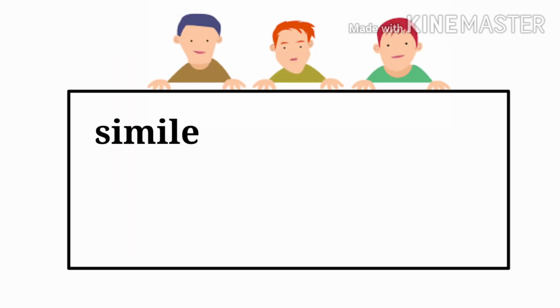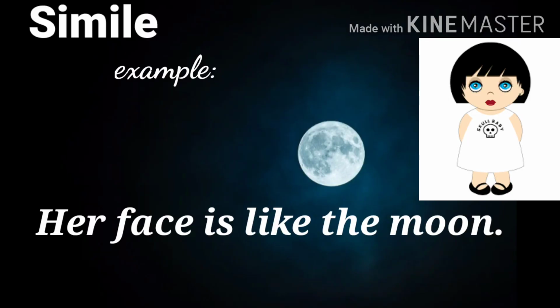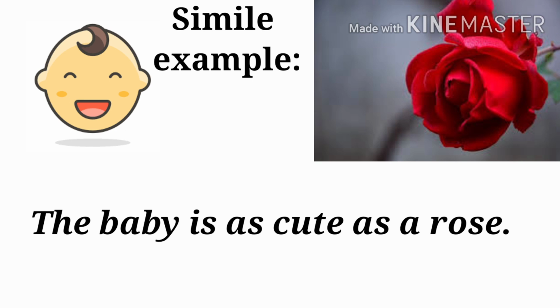Simile. A simile is a comparison between two unlike things using the words like or as. You see an example. Her face is like the moon. Students, here, her face is compared to the moon using the word like. And see another example. The baby is as cute as a rose. Cuteness of the baby is compared to a rose flower using the word as.